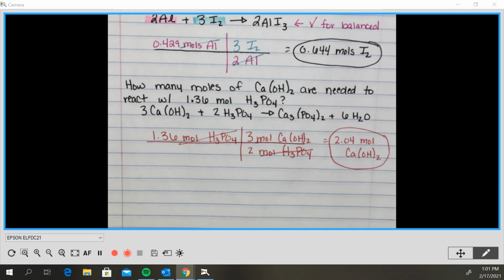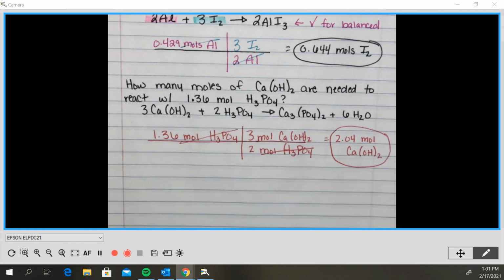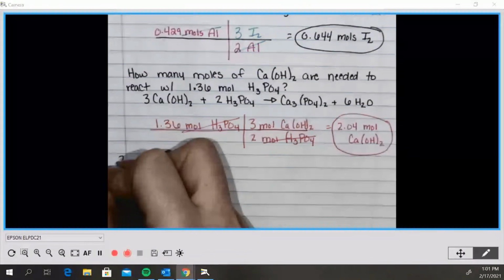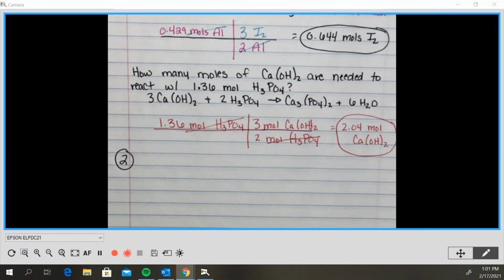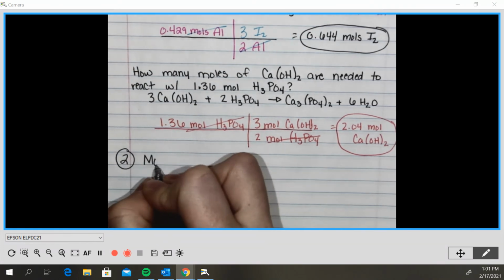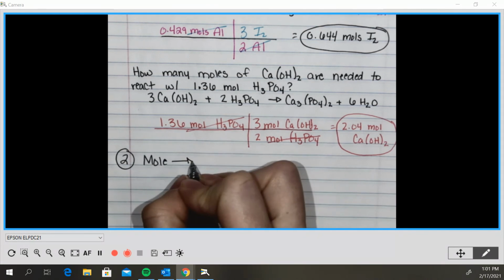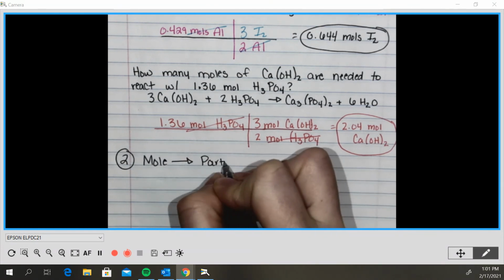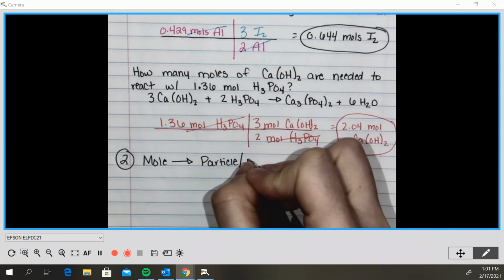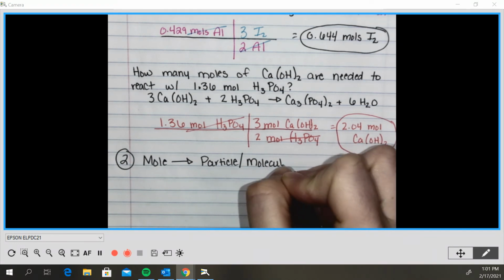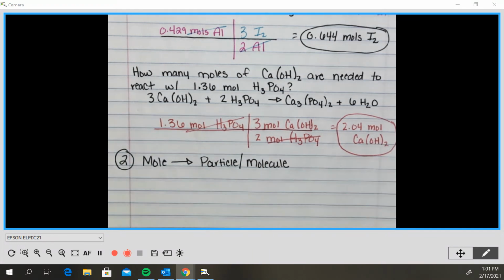Sound right? Okay. Friday, we're going to start number 2 on this, still on the same set of notes, but I want you to have it written down so you know where to begin Friday. So number 2 is going to be mole to particle/molecule. So just so you have that for Friday, because that's where we're going to start.